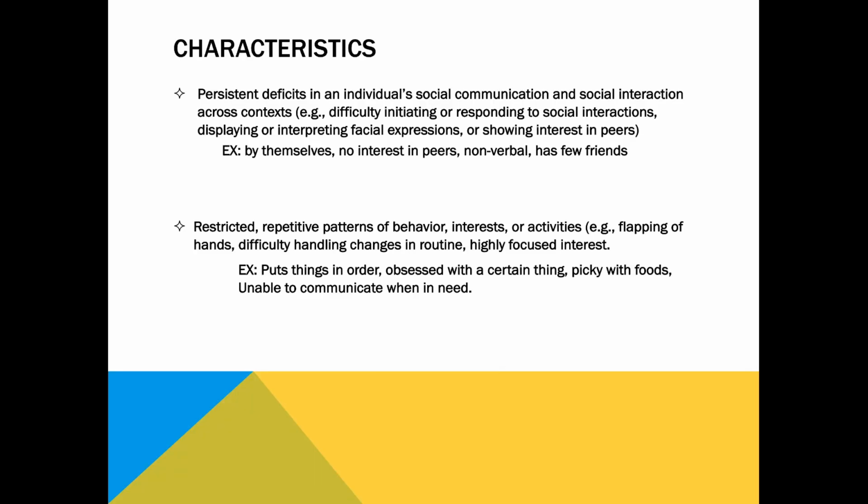So some characteristics of autism. This I also got from the IRIS model as well. The characteristics, I guess you could say, that define autism: the first one is persistent deficits in an individual's social communication and social interaction across contexts, difficulty initiating or responding to social interactions, displaying or interpreting facial expressions, or showing interest in peers.